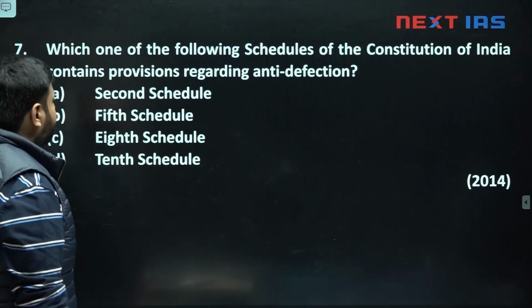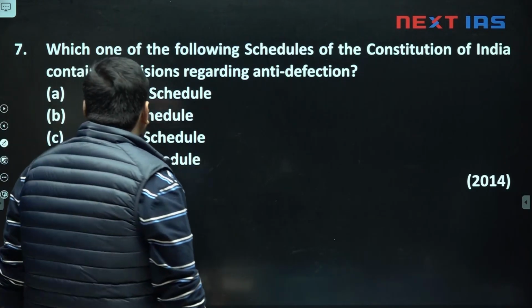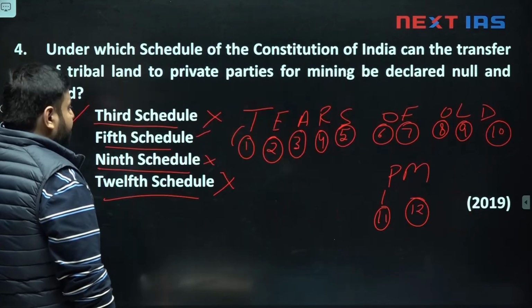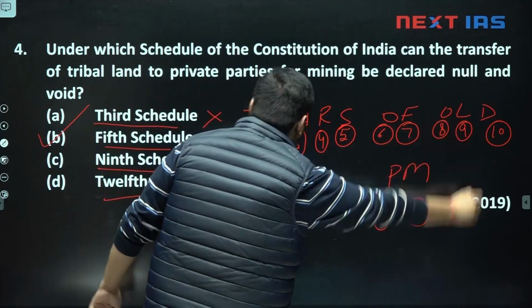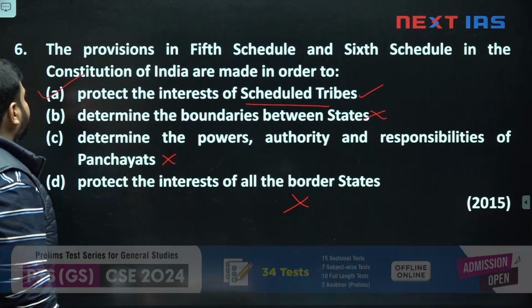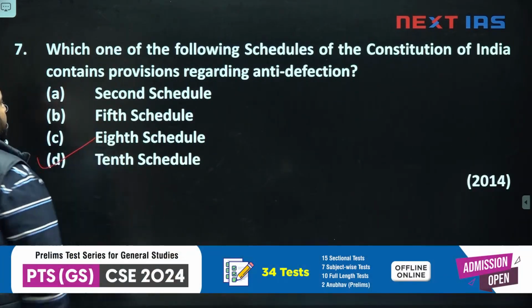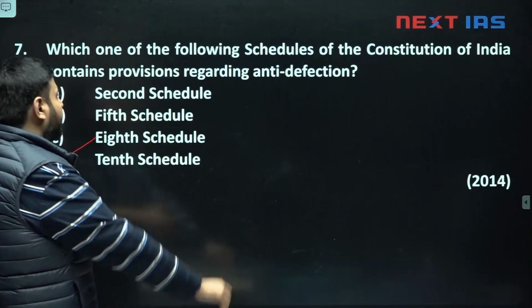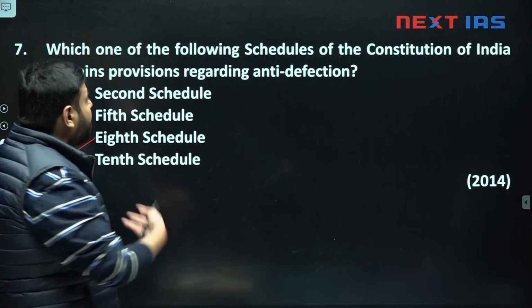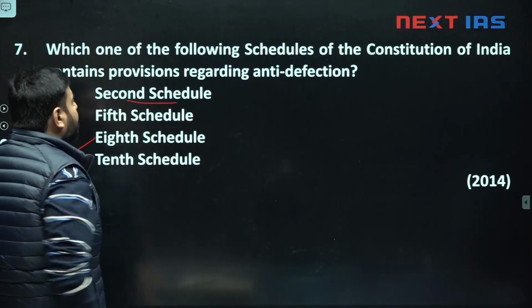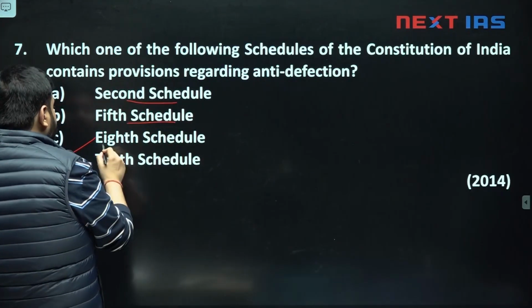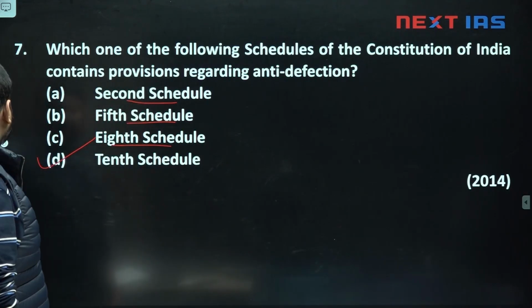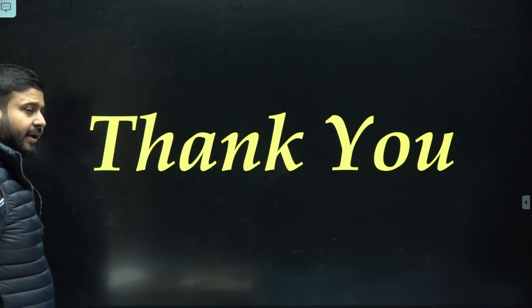Then 7th question, which of the following schedules of the Constitution of India contains the provisions of anti-defection? We just saw that anti-defection is D, 10th schedule. So the answer to this is D, 10th schedule. Okay. So now you are in a position not only to tell which of the following is the anti-defection, you can tell all the answers, that it is the emoluments, it is for the scheduled areas and it is for the official languages. So answer will be D. Clear? So we have discussed some of the questions today.